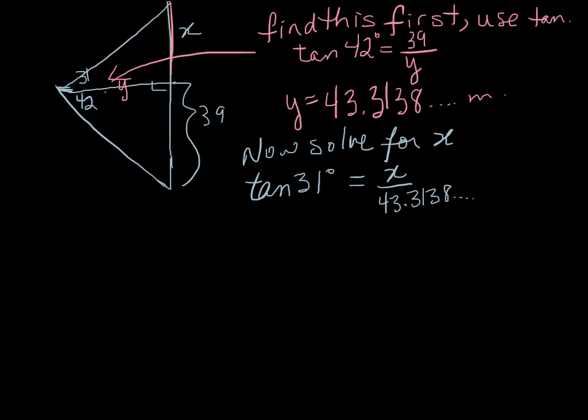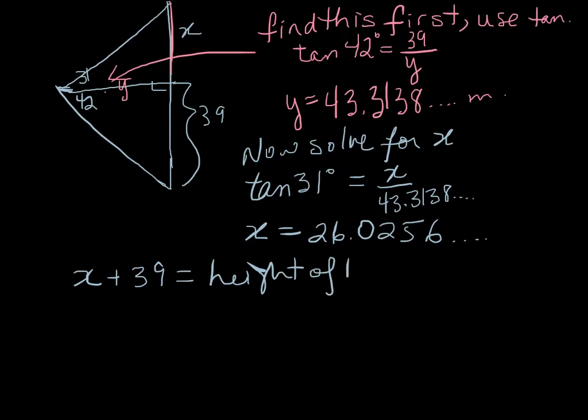Now solving for x, we end up using tan again. I've got tan of 31 degrees, using this side here that's common between the two, and I solve for x, and that gives me a value of x being 26.0256 meters long. So that's not the end of the question. I still have to remember to add my x and my 39 together. So x plus 39 equals the height of the building.